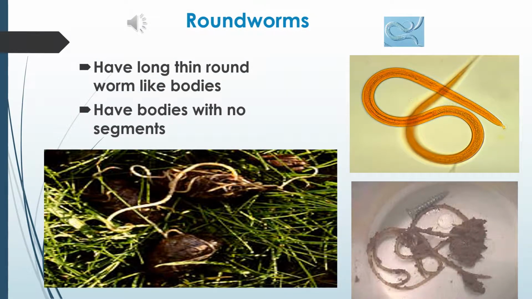Roundworms have long, thin, round worm-like bodies. They have bodies with no segments. An example of a roundworm is something that your dog or your cat will get when they are infected by eating the eggs from being outside, or they can be infected from nursing their mother who is also infected with roundworms. This worm will live in the animal's intestines.